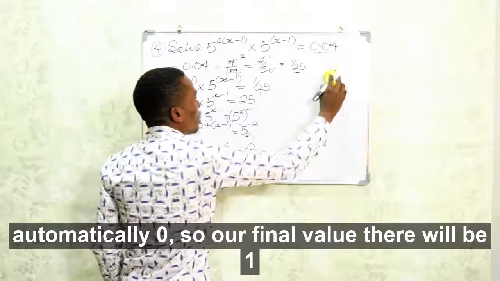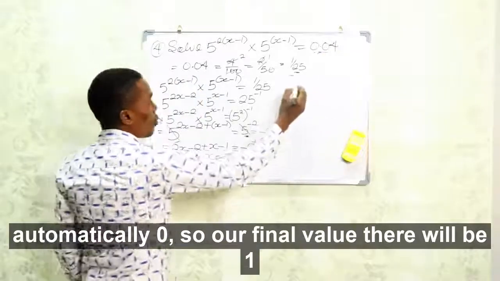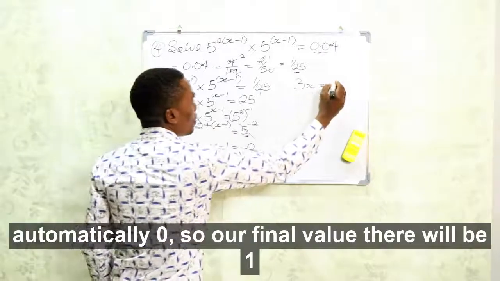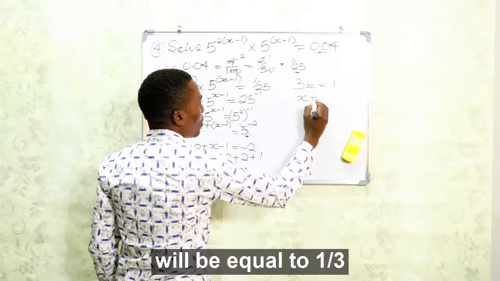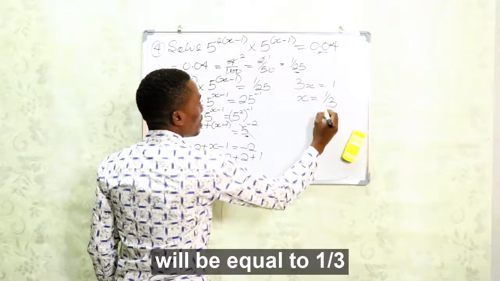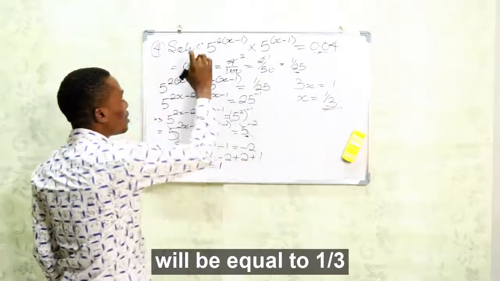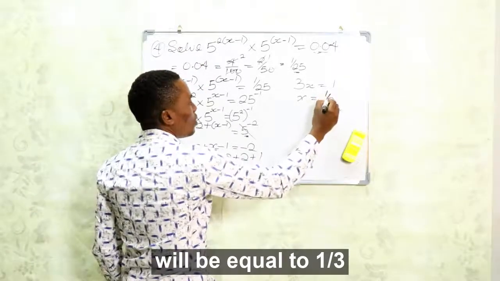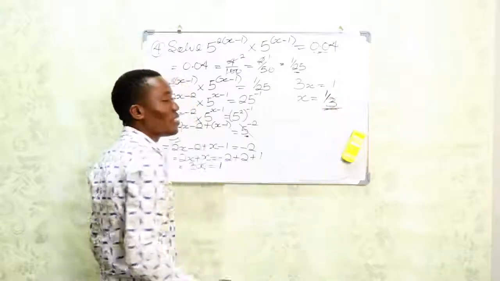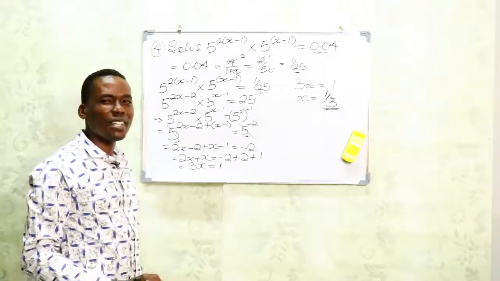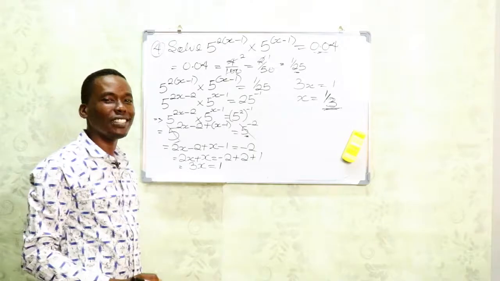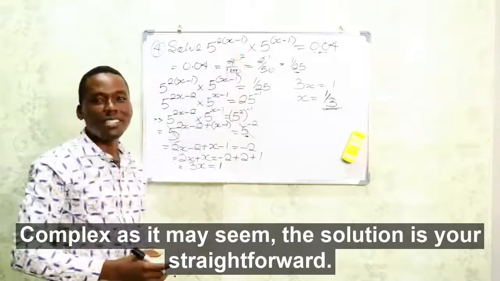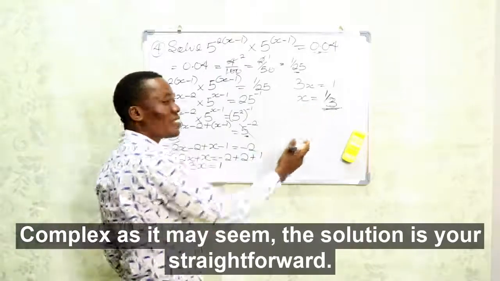So if we bring this up here so that you can see it properly, we'll have our 3x equal to 1. So our x here will be equal to 1 over 3. So the value of x, if we solve this appropriately, will give us 1 over 3. It's a great delight getting the final result to this question. And you can see now that, complex as it may seem, the solution is just straightforward.